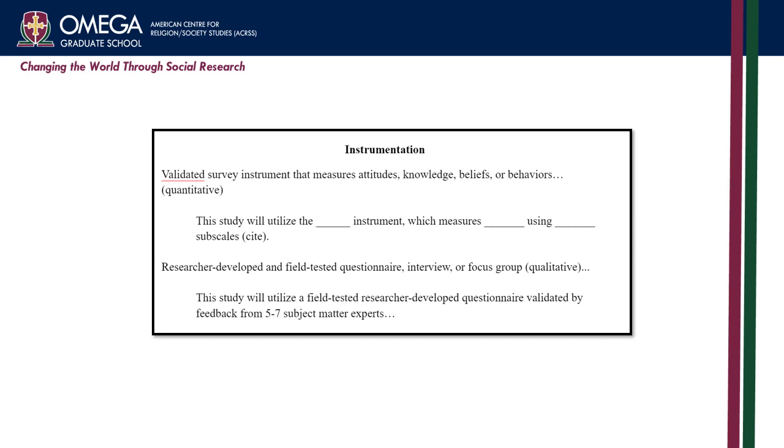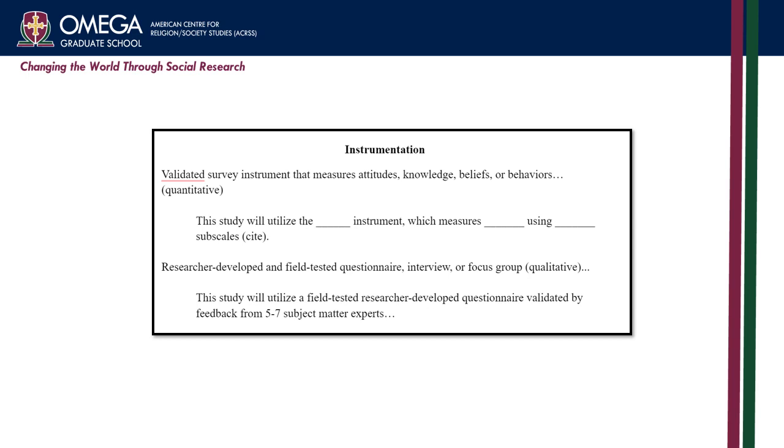If you are doing a qualitative study, generally qualitative studies emerge from the literature review. The instruments emerge from the literature review. And researchers develop their own instruments, generally a questionnaire, an interview protocol, or a focus group protocol. So you can state something like, this study will utilize a field-tested, researcher-developed questionnaire or interview protocol or focus group protocol validated by feedback from 5 to 7 subject matter experts. And that's essentially what a field test is for a qualitative instrument.